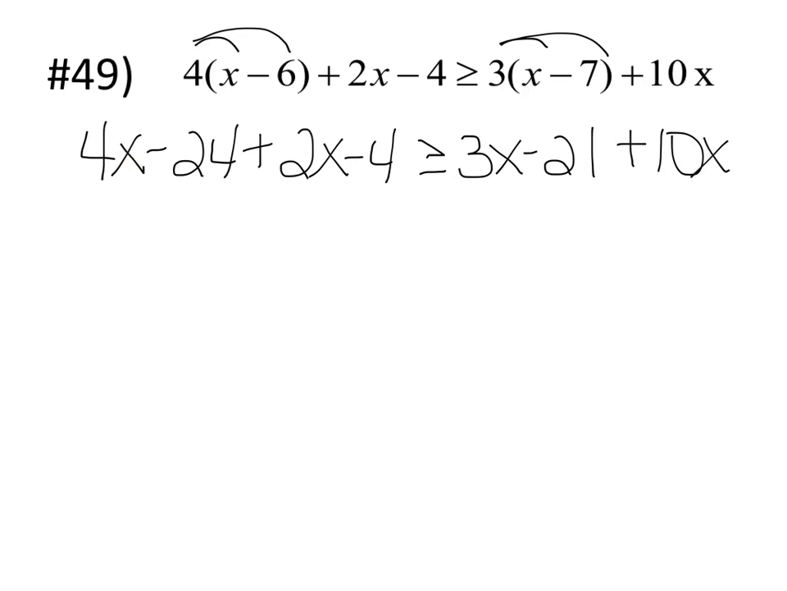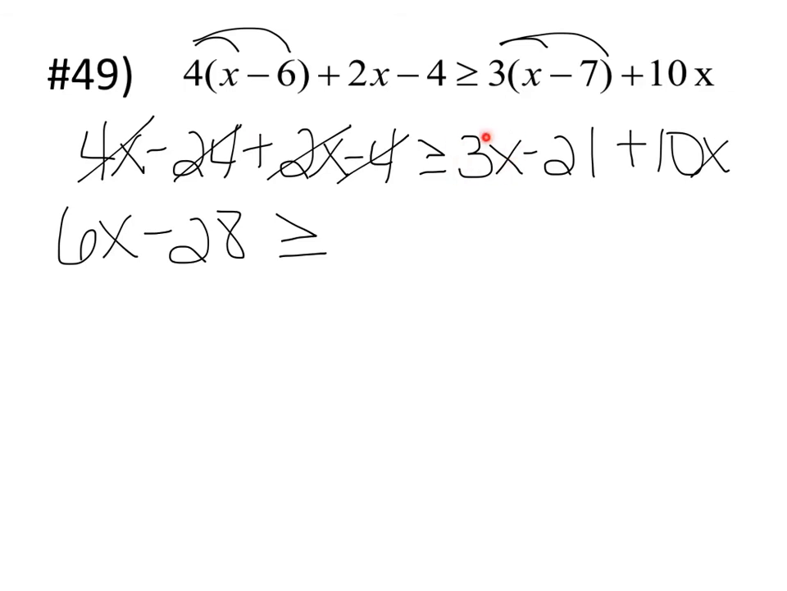4x and 2x is 6x. And remember, cross them out as you use them so you don't get confused. Then I've got negative 24 minus 4 is negative 28. Cross them out. I know I used everything on the left is greater than or equal to 3x plus 10x is 13x. Cross those babies out. Minus 21. So I combine all my like terms.